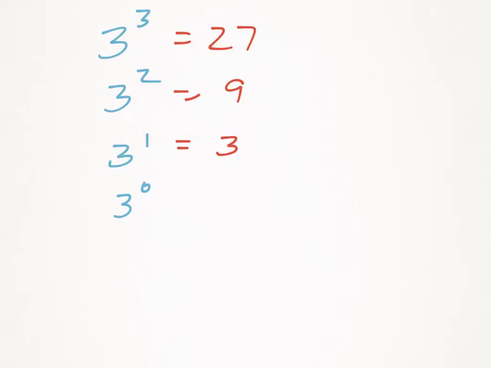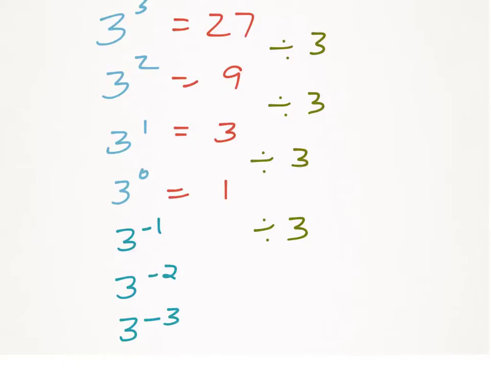But what happens when you get to 3 to the 0 power? Well, if you see this, we actually have a sequence going on. This is called a geometric sequence. To get from 3 to the third power to 3 to the second power, we divide by 3. So 27 divided by 3 is 9. 9 divided by 3 is 3. So, consequentially, 3 divided by 3 is going to equal 1.